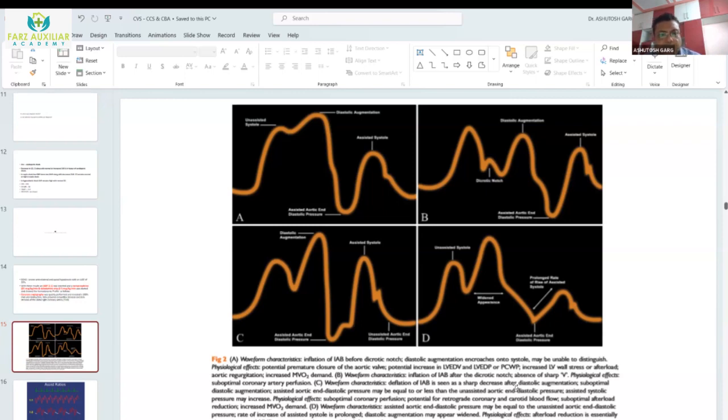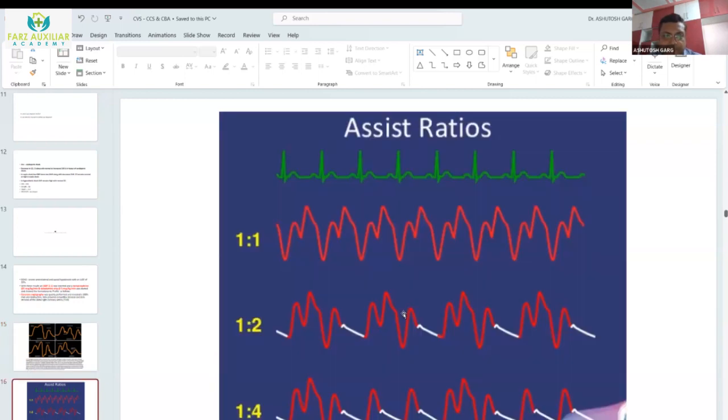Okay. So you should know the graphs. You should recognize graphs A, B, C, and D, which one is early inflation, late deflation, and what the physiological effect is. This is very important. They always ask in the vignette the timing of the IABP.